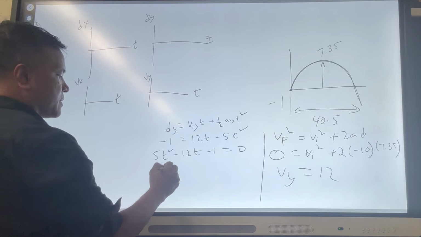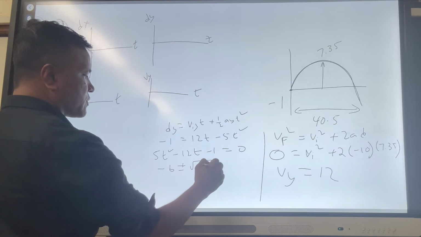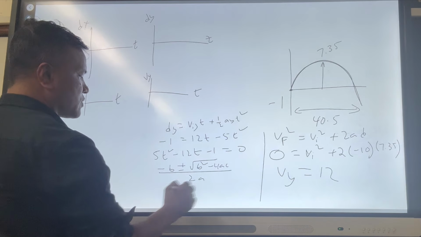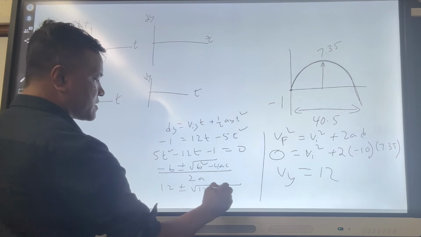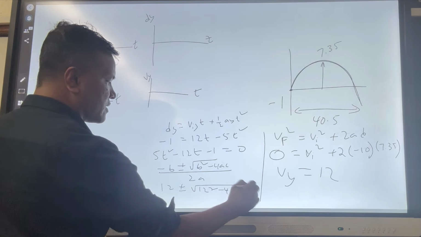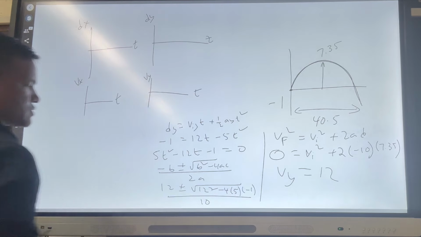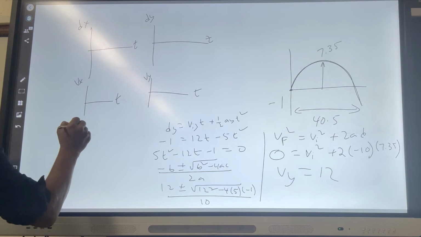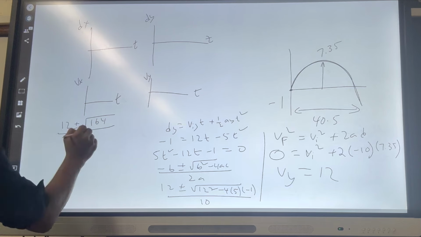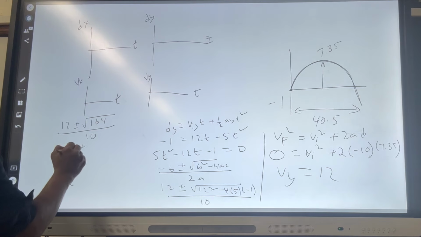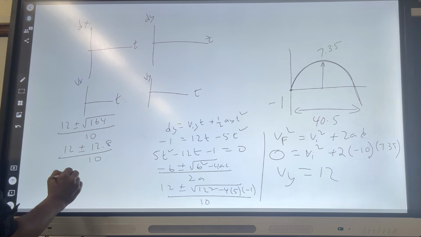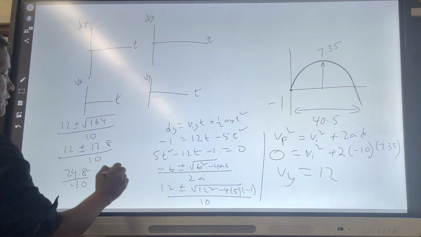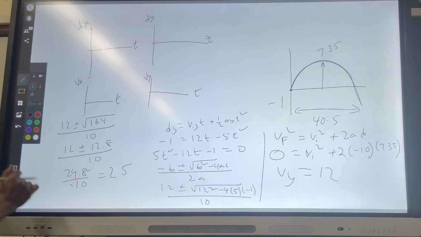So we have minus b plus or minus the square root of b squared minus 4ac, over 2a. So you have 12 plus or minus the square root of 12 squared minus 4 times 5 times negative 1, and then over 10. So you have 12 plus or minus the square root of 164 over 10. So you have 12 plus or minus 12.8 over 10. So 24.8 divided by 10, so you have 2.5.